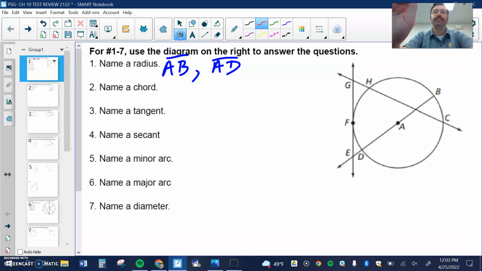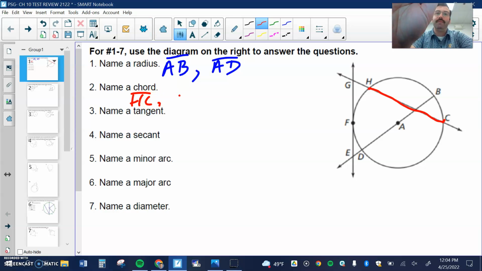Alright, next one, name a chord. A chord connects two endpoints that are on the circle. It can go through the center, but it does not have to. Alright, the symbol is very important on the chord. HC is technically a chord, as long as the symbol is a segment like that. Okay, symbol is very important.